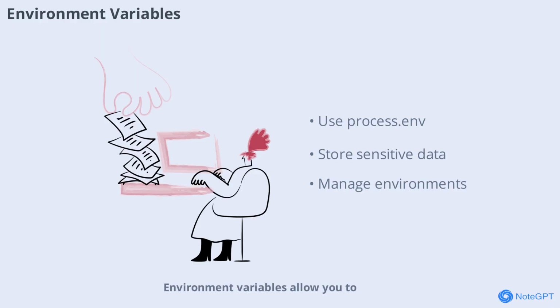Environment variables allow you to store configuration settings outside your code, such as API keys or database URLs. In Node.js, you can access these variables using process.env. This approach keeps sensitive information secure and makes it easier to manage different environments like development and production.